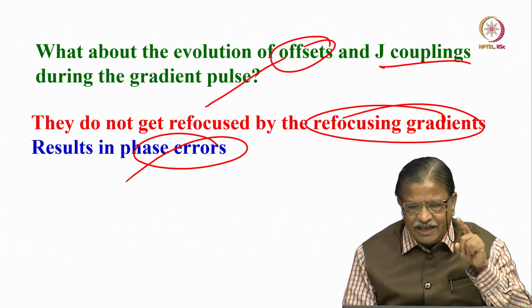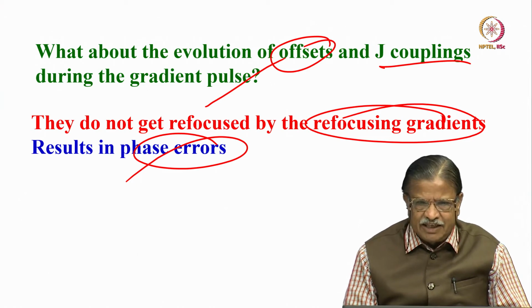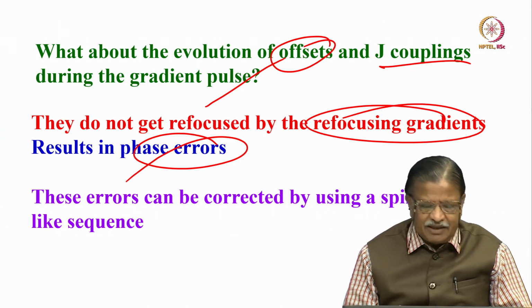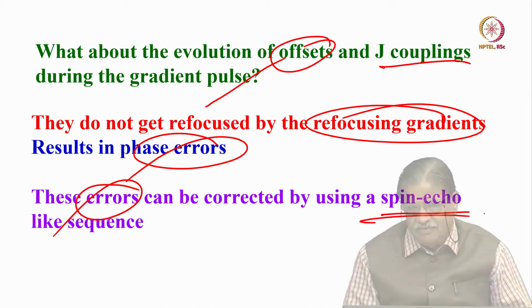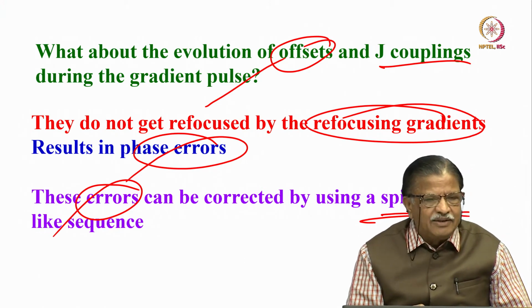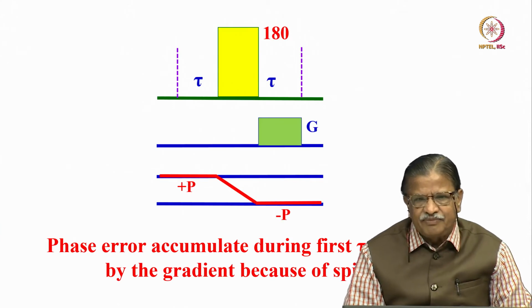Okay, these gradients, because of evolution of offsets or chemical shift and J couplings, give rise to what are called phase errors. What to do with these errors? How do you correct them? You can correct these phase errors by what is called a spin echo sequence. Spin echo you can utilize to correct all these types of errors, and this is what it is.